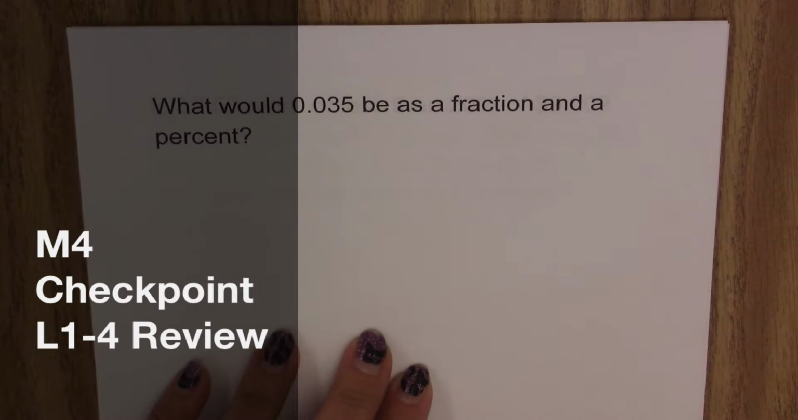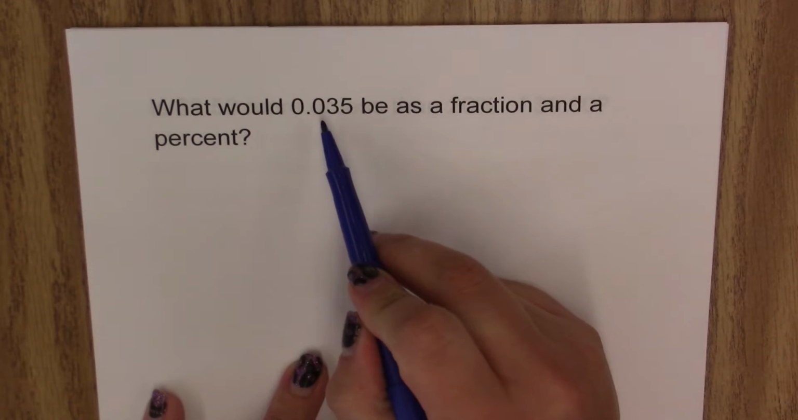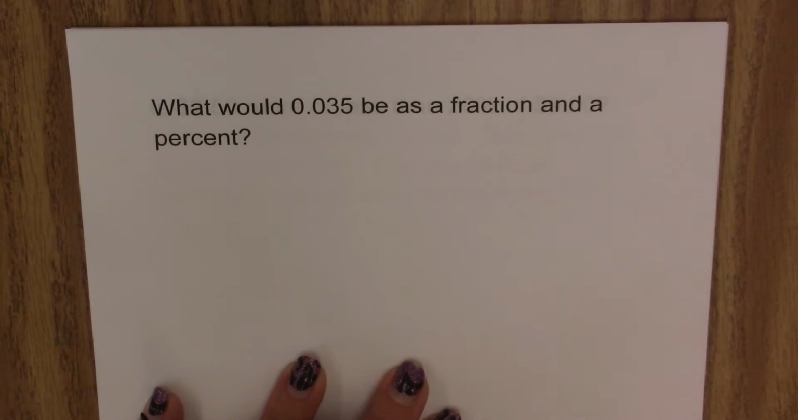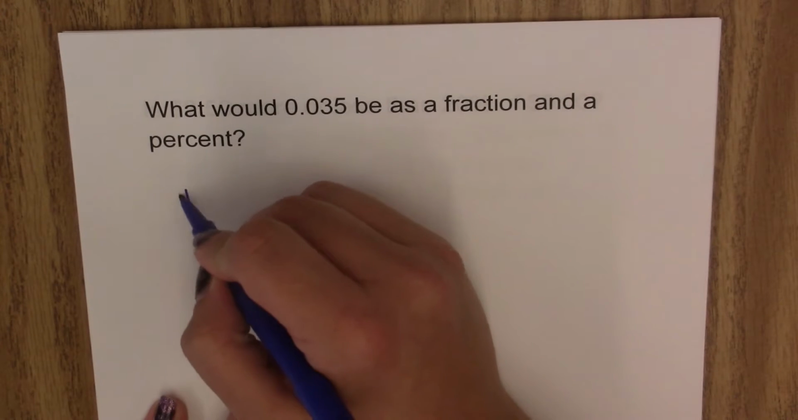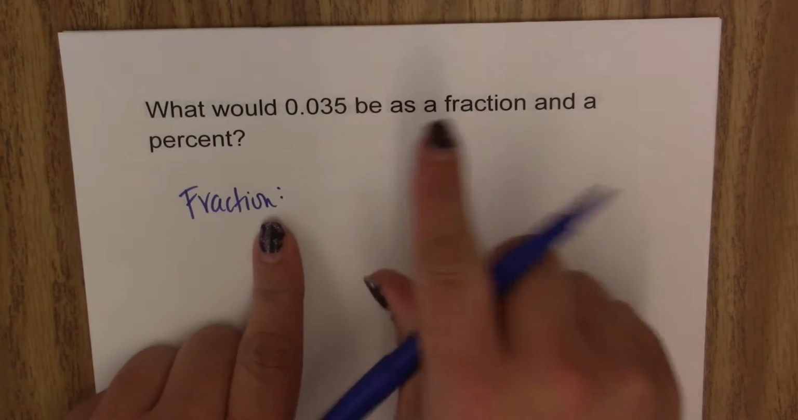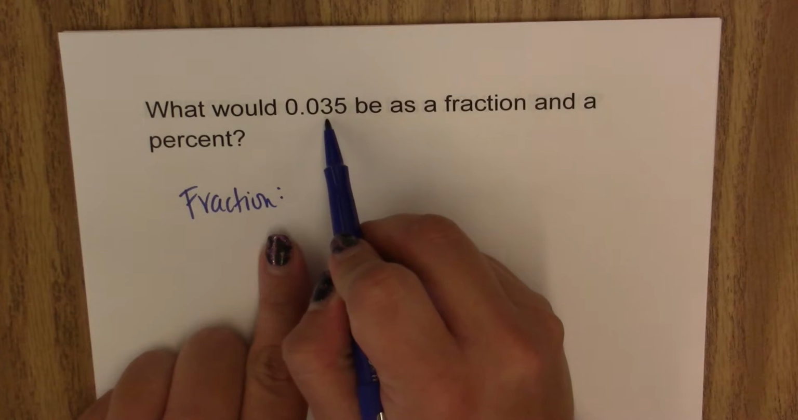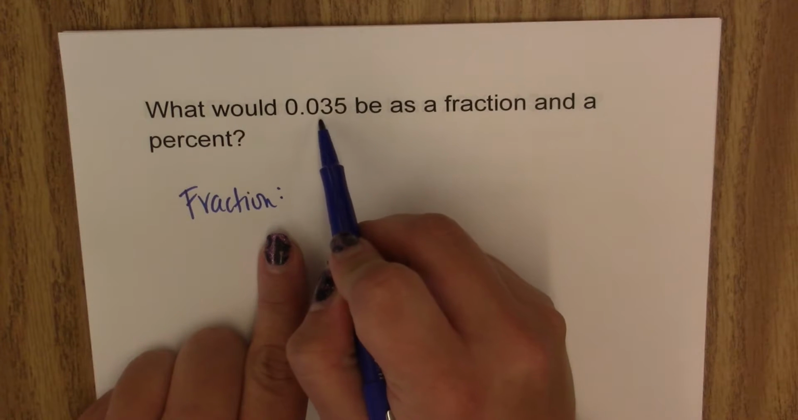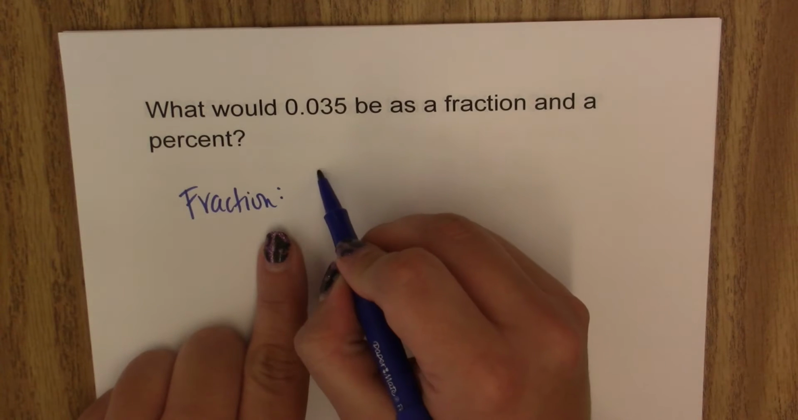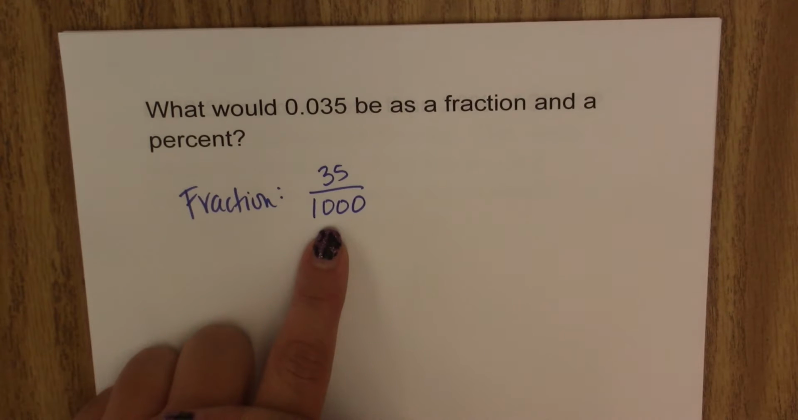Right, let's do a little review before you take your checkpoint for lessons 1 through 4. So let's look at this first example, which says, what would 0.035 be as a fraction and a percent? So let's work on our fraction first. To change this into a fraction, I like to read the decimal place. So here we have tens, hundredths, and then thousandths. So this would be 35 thousandths. So when we go to write this out, 35 thousandths.